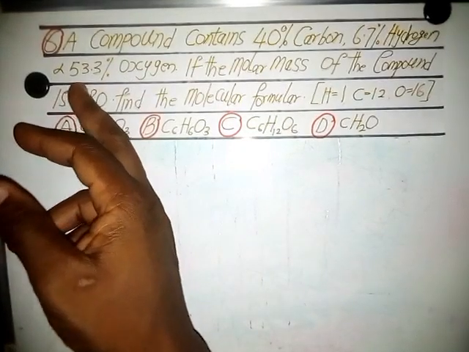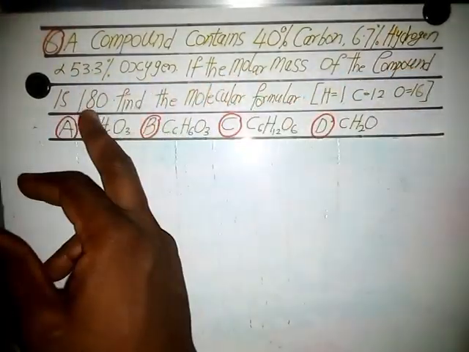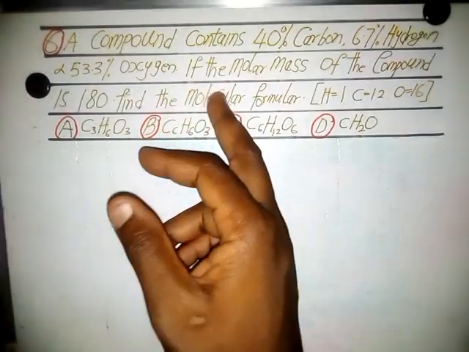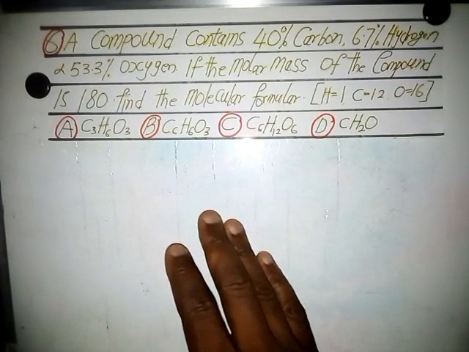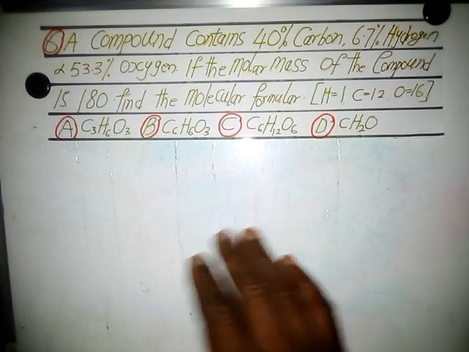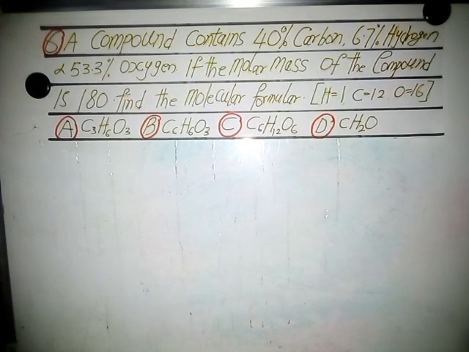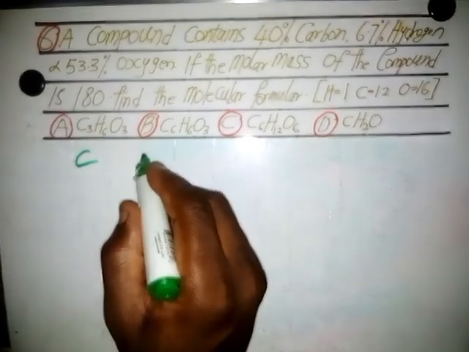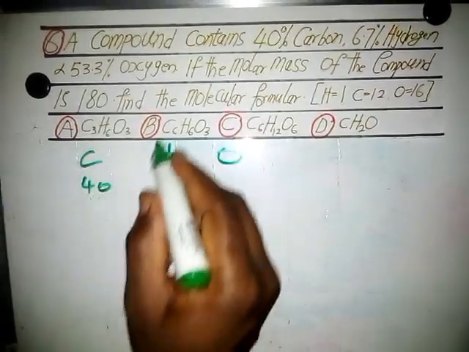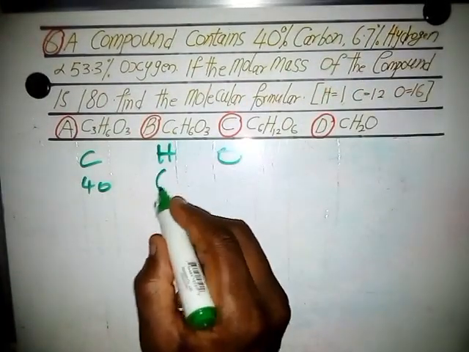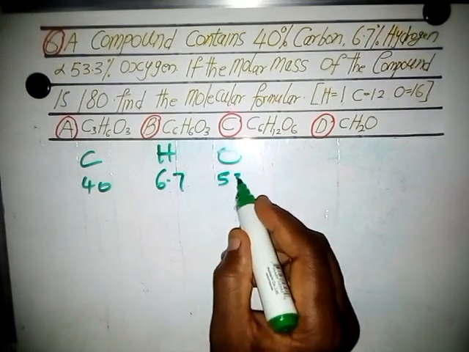A compound contains 40% carbon, 6.7% hydrogen, 53.3% oxygen. If the molar mass of the compound is 180, find the molecular formula. So in this question, we first of all calculate the empirical formula, before we then calculate the molecular formula. So empirical formula. We have carbon, hydrogen, and oxygen. Carbon is 40. Hydrogen is 6.7. Oxygen is 53.3.